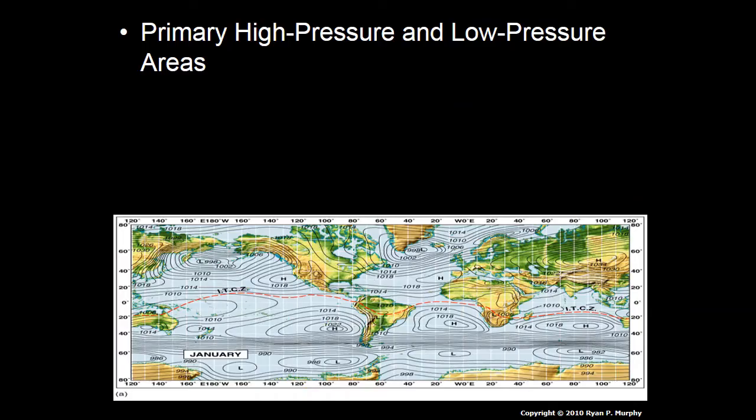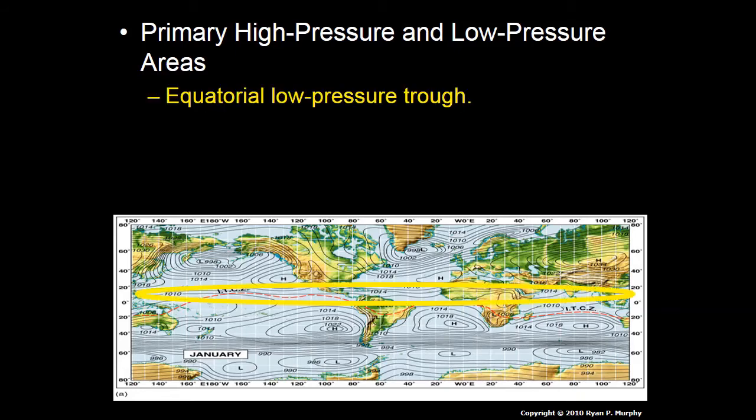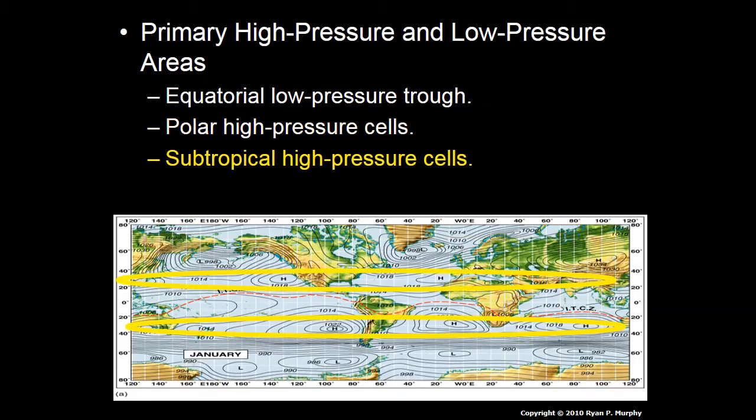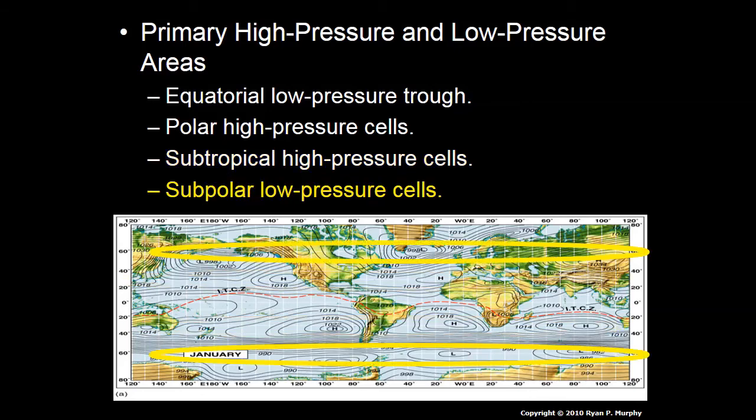Okay, so primary high pressure and low pressure areas, we get an equatorial low pressure trough. That's what they call that because it's low pressure there. All right, think of a trough like what pigs and horses eat out of, right? Kind of looks like a big long low area. Okay, so we get low pressure at the equator, and then we have high pressure cells at the poles, and in between those we have subtropical high and subpolar low pressure cells.